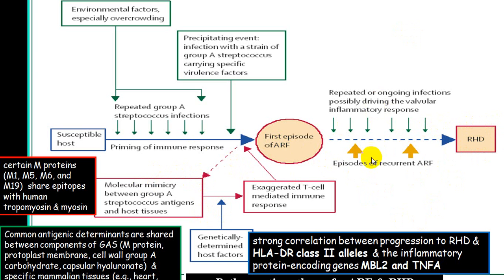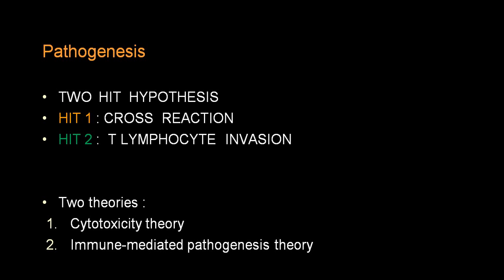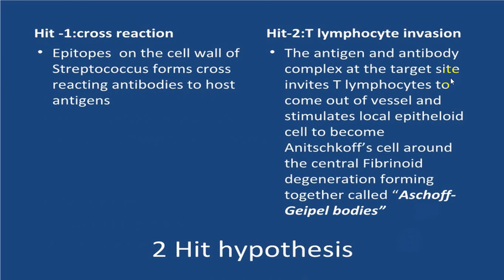Now, because of production of an antibody, that antibody is recognized as an autoantibody, and that will combine with different structures like heart, brain and joints, and will end up with rheumatic fever. There are two hypotheses put forward. One is called cross reaction, the hit-1 hypothesis, and there is T lymphocyte invasion, called the hit-2 hypothesis. There are two other theories put forward: the cytotoxic theory and immune mediated pathogenesis. Irrespective of what you consider, there is cross reaction and there is T lymphocyte invasion, and this is called the 2-hit hypothesis.